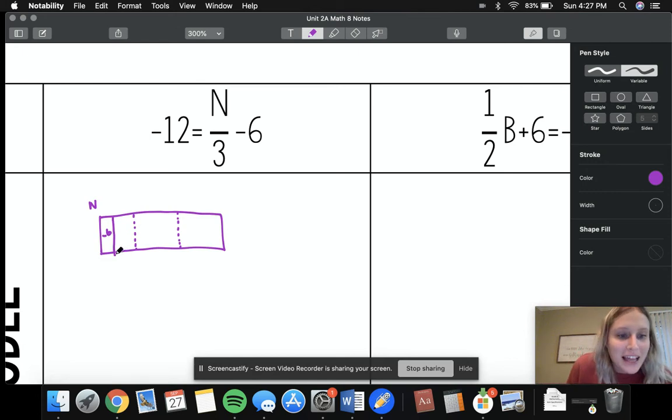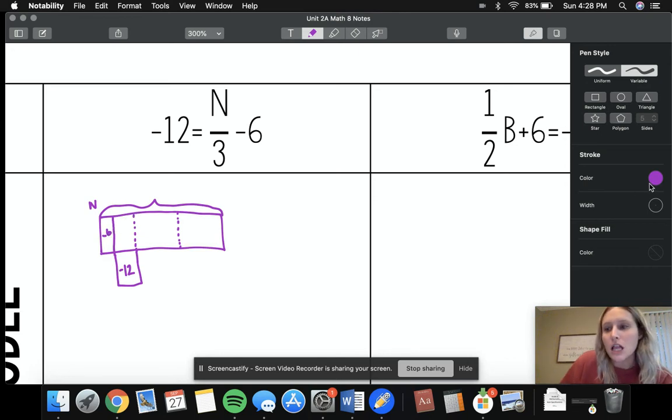All right. Then that little amount, so not even a third of something, and that little amount is equal to negative 12. Okay, so what we need to do is figure out the entire thing. I want to know what n is, okay? And I only know a third of it, subtracted 6.